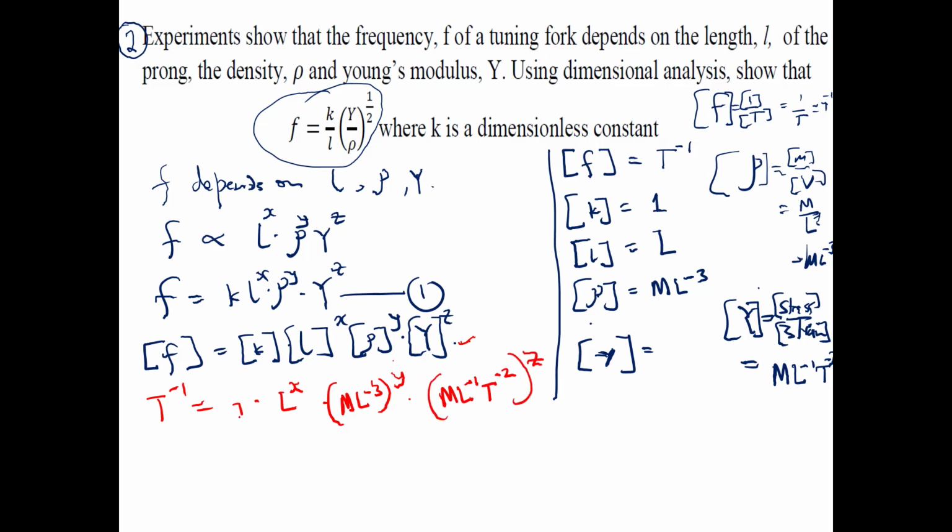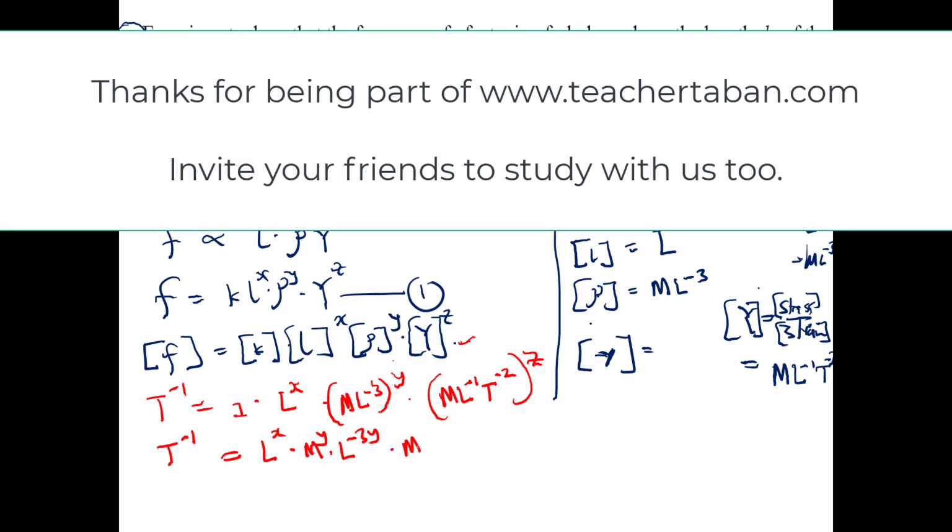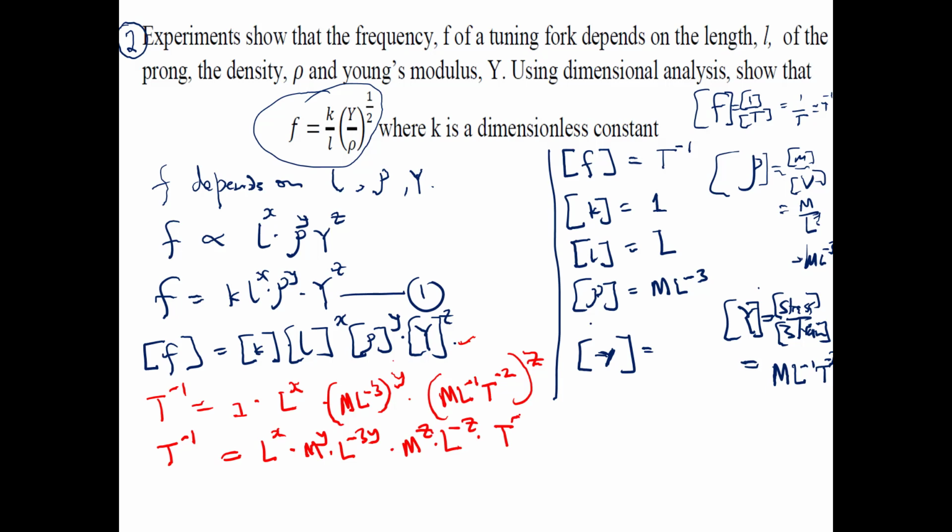And simplifying this, we shall simply be having that T power negative 1 is equal to, this is 1, L power x times M power y times L power negative 3y times M power z times L power negative z times T power negative 2z. And this is the same as T power negative 1 being equal to L. Now bring the like terms near each other. Since I'm multiplying, I'll be simply adding the powers. So I have x minus 3y minus z. Then times M, which is y plus z. And then T, it is only 1, so minus 2z.